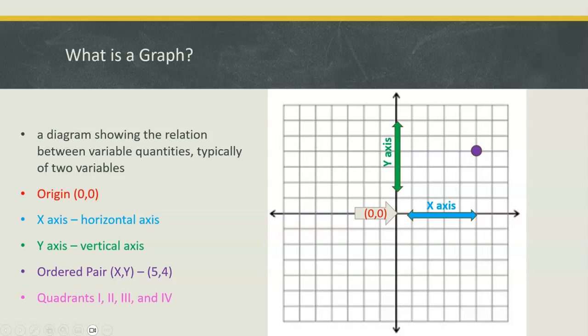And you also need to know quadrants. They go counterclockwise. So we have 1, 2, 3, and 4. Quadrant 1 has both x and y positive. Quadrant 2, your x's are negative and y's are positive. Quadrant 3, both x and y's are negative. And quadrant 4, x's are positive and y's are negative.